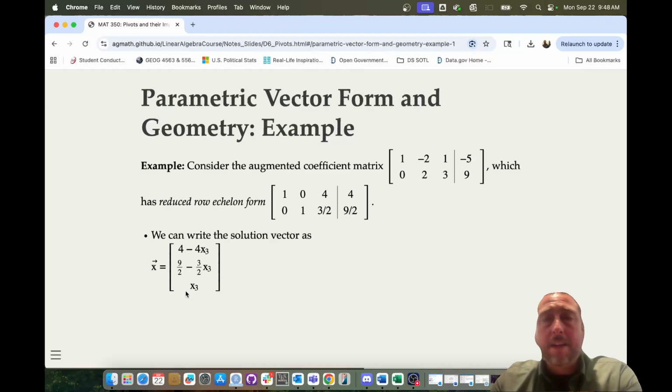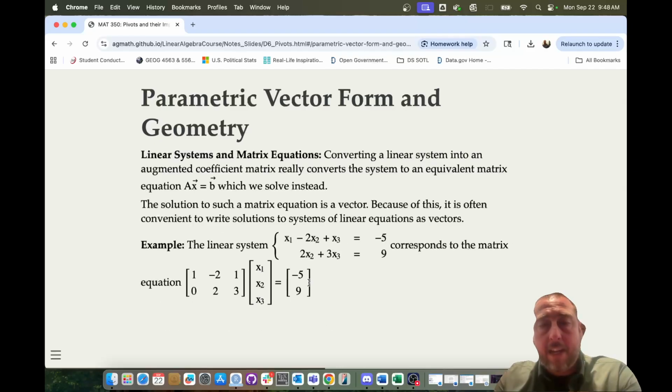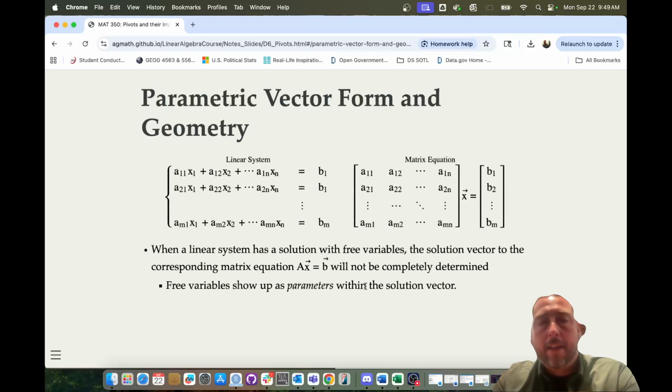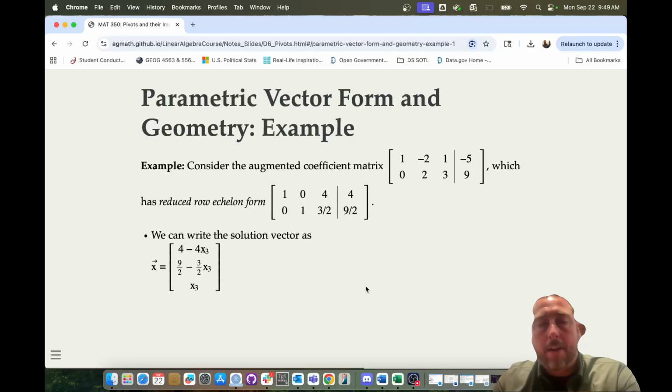And then, because the solution vector we know is going to be this three-dimensional vector, we have to start with 3 components. I'm going to have an x1 component, an x2 component, and an x3 component. The value of the x3 component is free. It's just whatever we've chosen x3 to be. And so here is the solution vector.